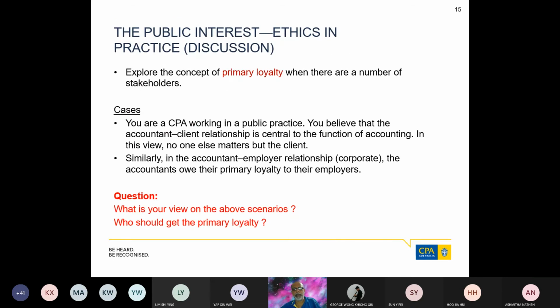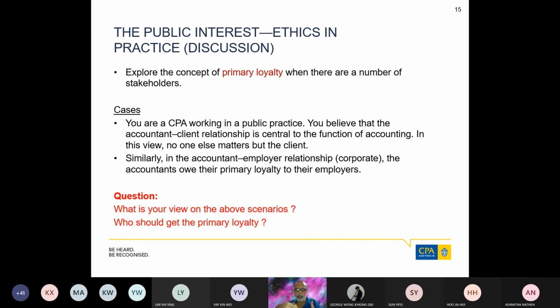Public interest, ethics and practice discussion. We're going to explore the concept of primary loyalty and a number of stakeholders. So you're a CPA working in public practice. You believe in the accountant-client relationship. In this view, no one else matters but the client. This is when you're in public practice. Public practice means you're working for yourself. You have clients. That is one scenario.